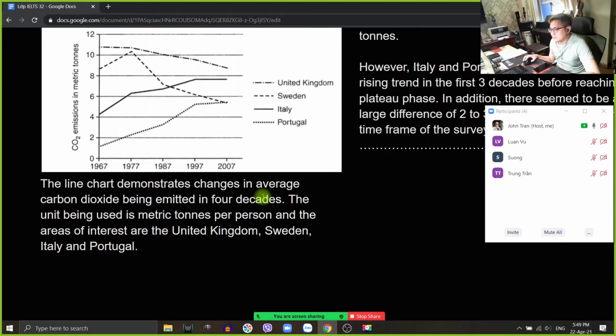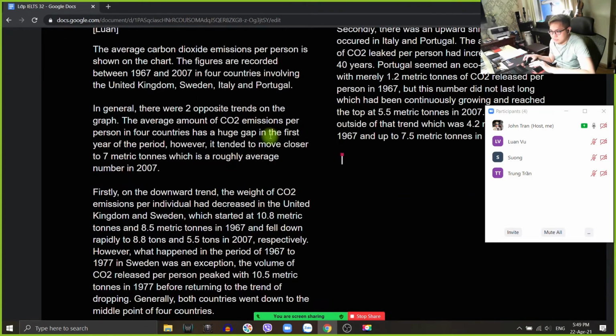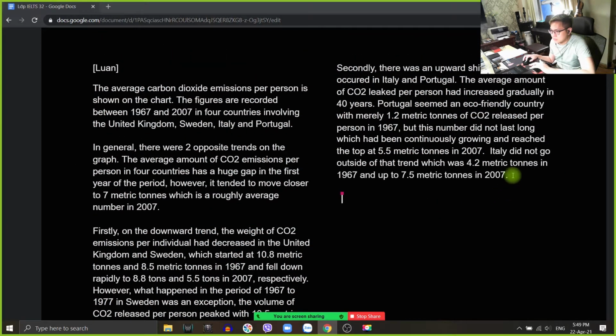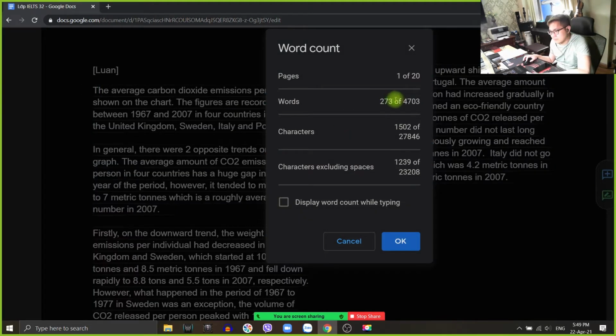Okay, now I will start by fixing the writing for Mr. Luân first. Alright, let me just see your word count first. 273, that's even more than task 2, Mr. Luân. 273 là còn hơn task 2 nha, quá dài.